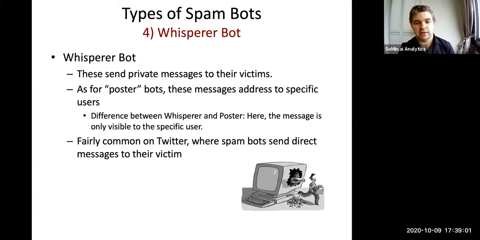For the poster bots, maybe the message is addressed to specific users. But Whisper bots send only private messages, right? So let's say the previous type of bot might be posting on somebody else's profile, but in this case, the Whisper bot will only be sending private messages. They're quite common on Twitter and Instagram. For Instagram, there is software called Instagram Direct Message Sender. For LinkedIn, it is called LinkedIn Helper. All these are examples of Whisper bots because they don't post on others' profiles, so they don't really do harmful activities, but they could do a lot of spamming by sending information to others.